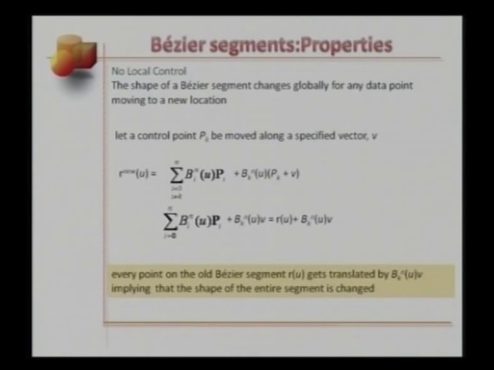So note that this is actually a vector. So individual components x, y, and z of the Bezier segment will get translated. Once again, every point on the old Bezier segment gets translated by the term b sub k super n times v, implying that the shape of the entire segment gets changed.